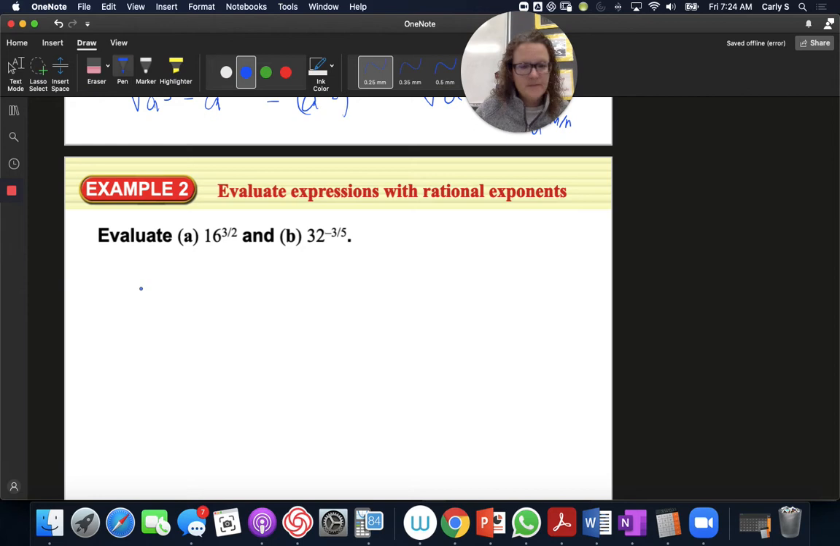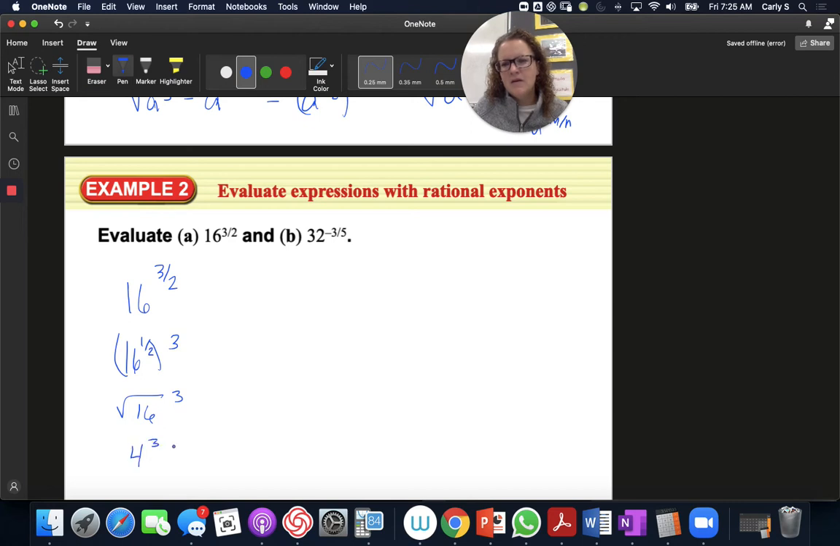All right, so let's evaluate expressions with rational exponents. And for these, I'm going to mess around a little bit. 16 to the 3 halves. It's the same as 16 to the 1/2, cubed. Okay, that's the square root of 16 cubed. I'm giving you many options. The square root of 16 is 4. Cubed is 64. I do some math in my head. All right, so you have to know what all these numbers do.